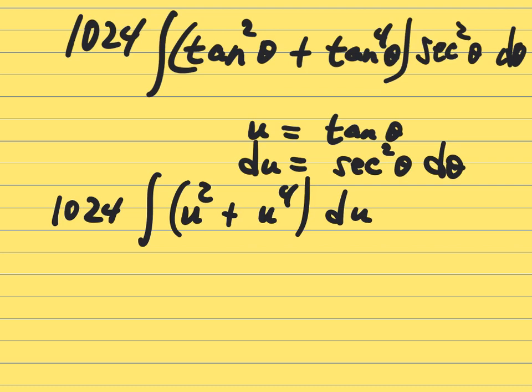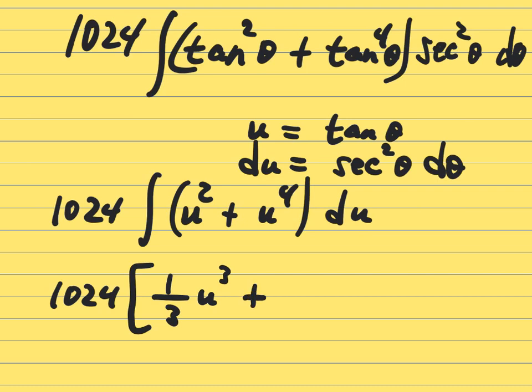Okay, so take a minute, look at the top row. If u is equal to tangent, that gives us u squared plus u to the 4th. Secant squared theta d theta, we can rewrite that with a du. Now it's time for the antiderivatives. Add 1 to the power, divide by the result.